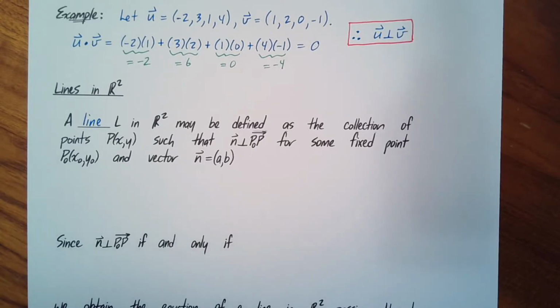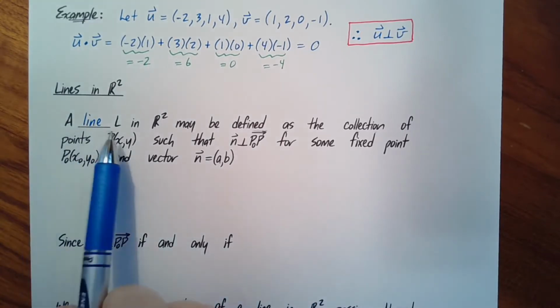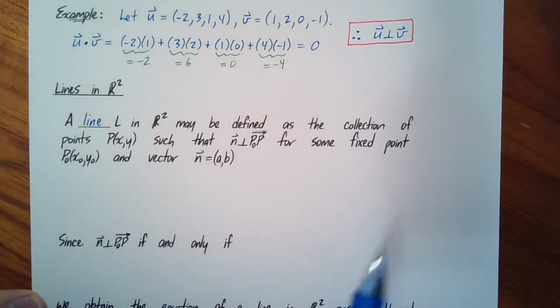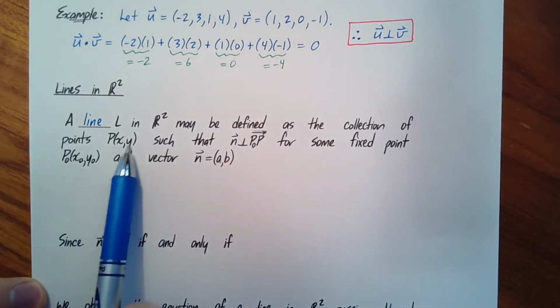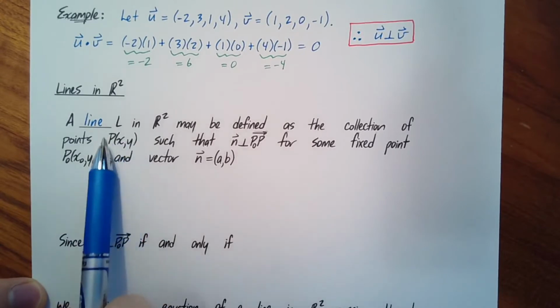And actually, the definitions that we've just come up with are going to allow us to do that. So here's the definition. A line L in R2 may be defined as the collection of points, and this is a typical form of a point on the line L.